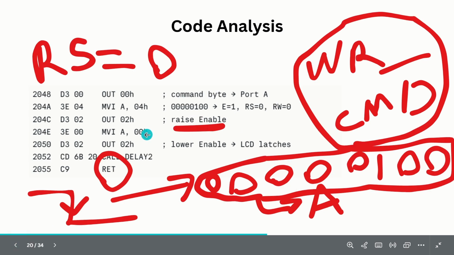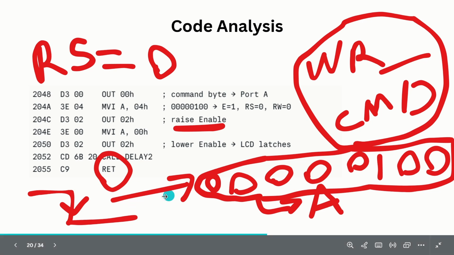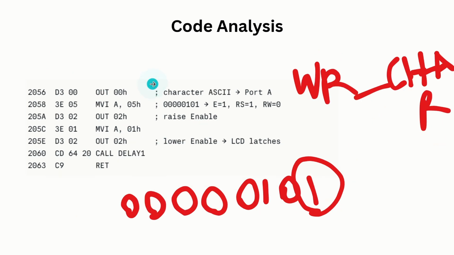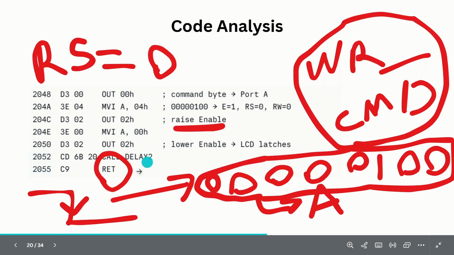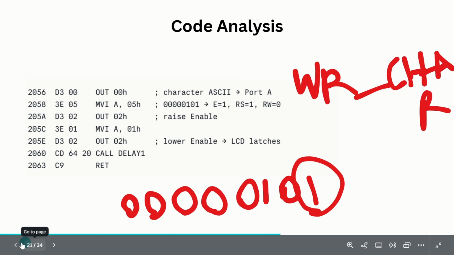And there is OUT 02H, output to port C. This raises the enable pin while keeping RS equals 0 and read or write equals 0. The LCD sees the command byte on the data lines with RS equals 0. And then we have MVI A, 00H. All bits 0 means enable equals 0 and RS equals 0. This means the enable goes low, and this high to low transition, as we saw earlier, causes the LCD to latch the command byte from the data lines, and it starts executing it. Then it returns to the calling code.